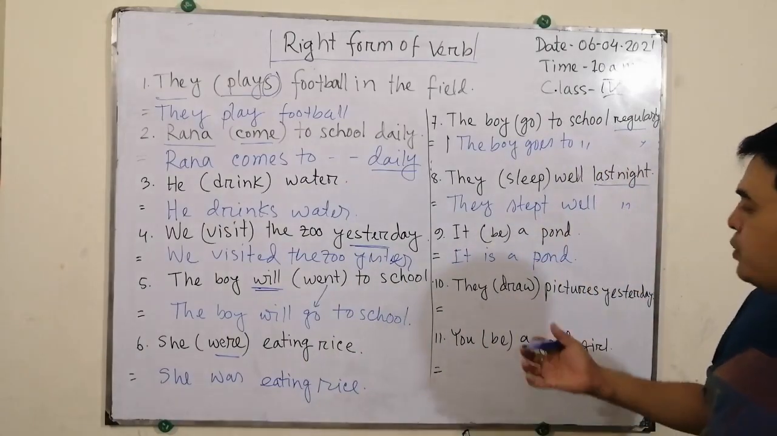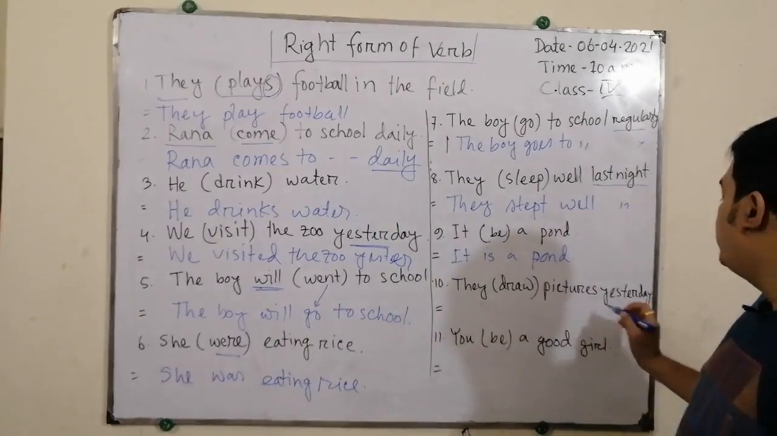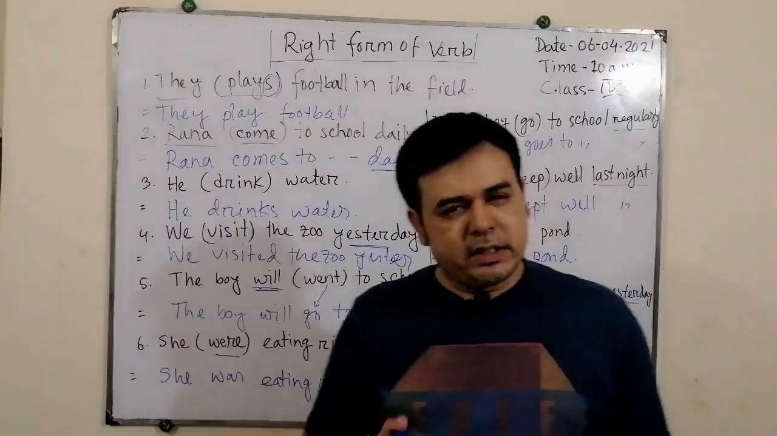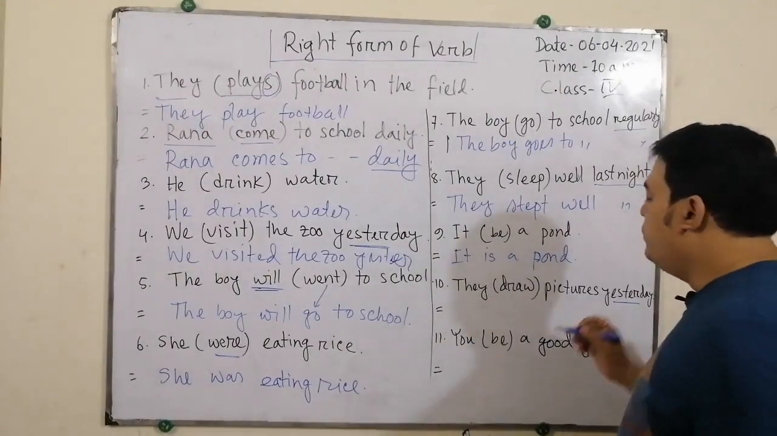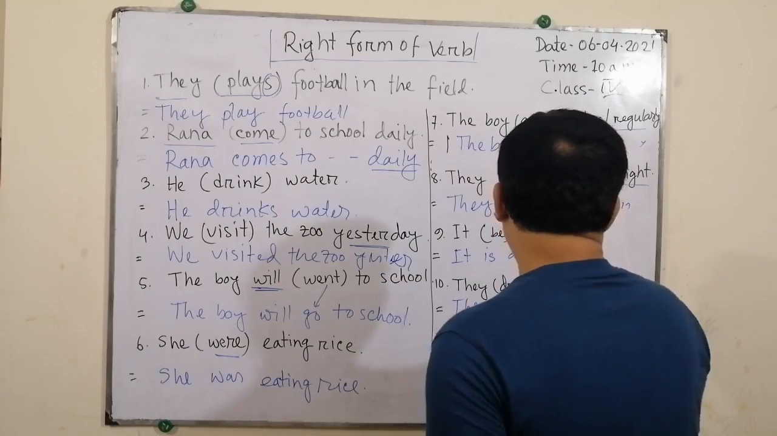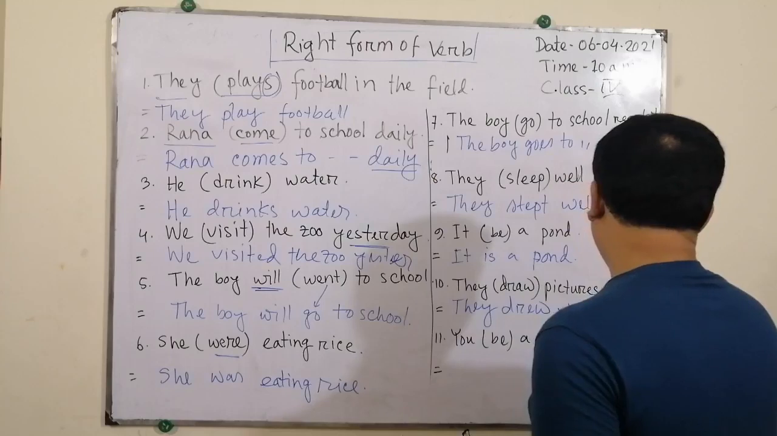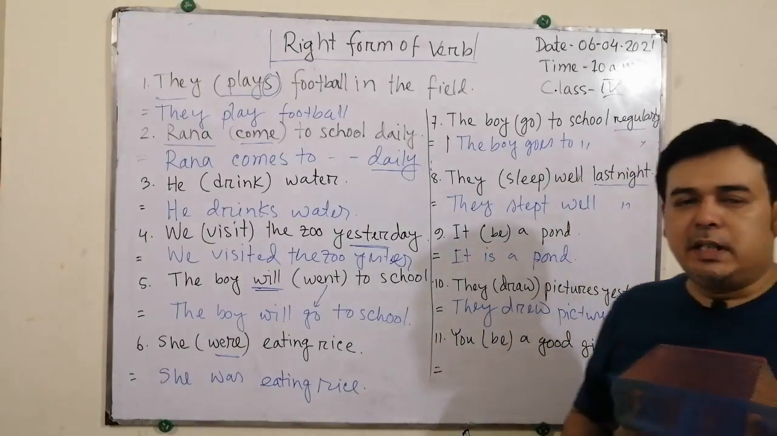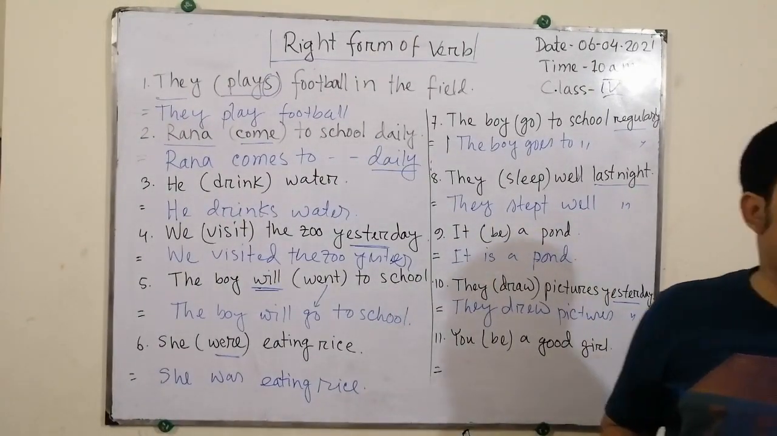So come to the next number, they draw pictures yesterday. Yesterday is the fact here. We earlier discussed about yesterday. If there is yesterday, what should we do? Then we have to use subject plus verb past form. They drew pictures yesterday. Clear? As there is yesterday, it is in past indefinite tense.